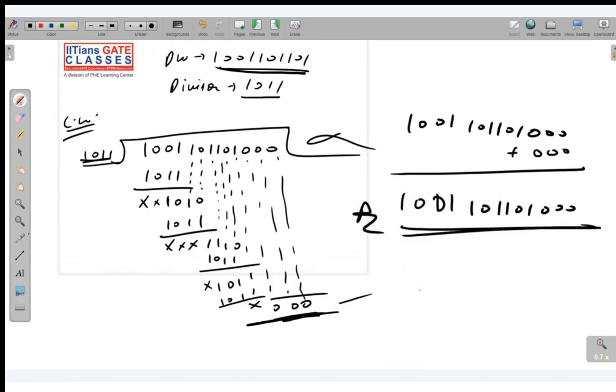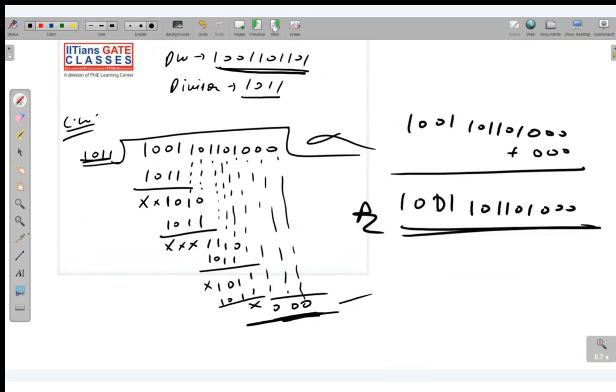I hope you have got it. Any doubt? Yes, no, sir. Easy. Yeah, take snapshot. I will jump to the next slide. And one more beautiful question I will solve so that everybody gets crystal clarity.